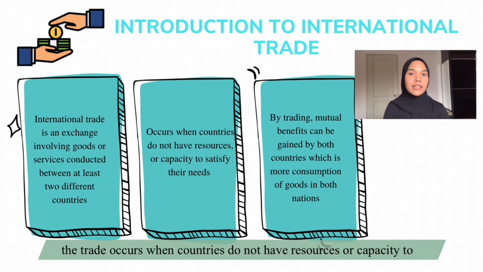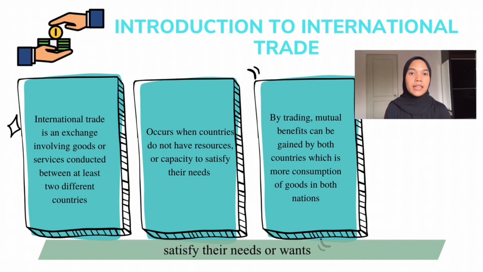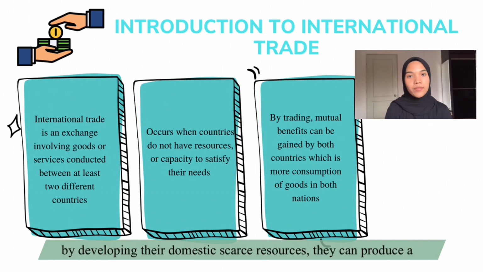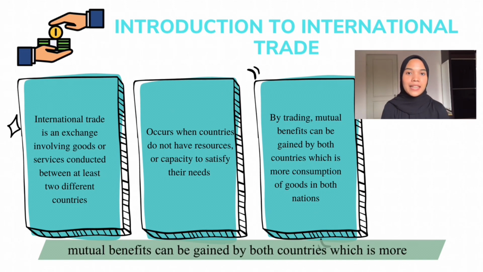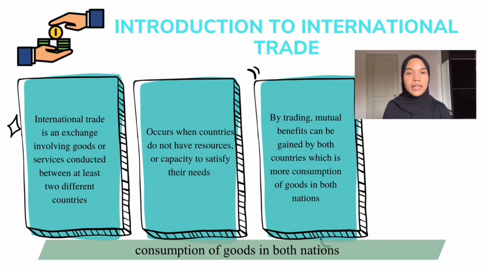The trade occurs when countries do not have resources or capacity to satisfy their needs or wants. By developing their domestic scarce resources, they can produce a surplus of their own products and trade with other countries. Mutual benefits can be gained by both countries, which is more consumption of goods in both nations.